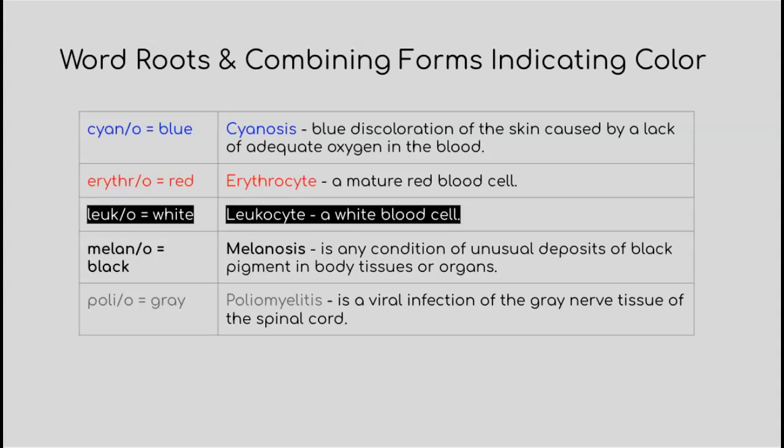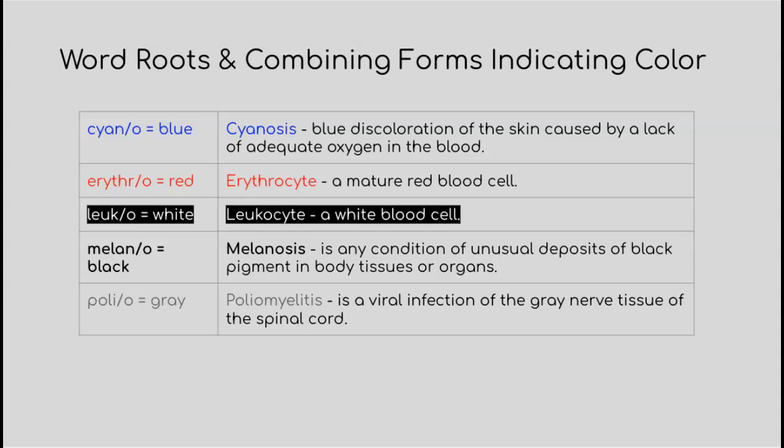Melano equals black. Melanosis is any condition of unusual deposits of black pigment in body tissues or organs. Melanosis. Osis means condition. Melano or melon means black. So therefore it is a condition of unusual deposits of black pigment in body tissues or organs.